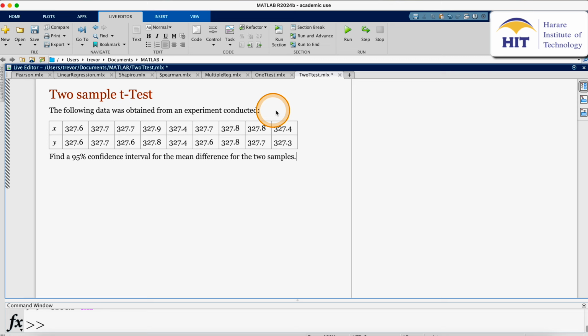The following data was obtained from an experiment that was conducted. So we have two samples, X and Y, and we have the observations here. In this video, I'm going to find a 95% confidence interval for the mean difference of the two samples.